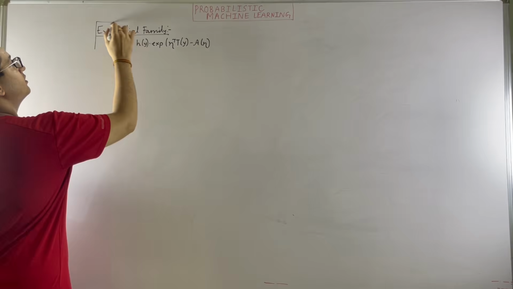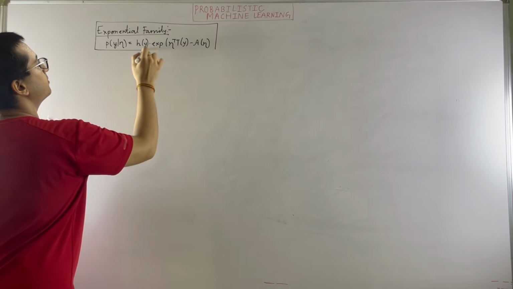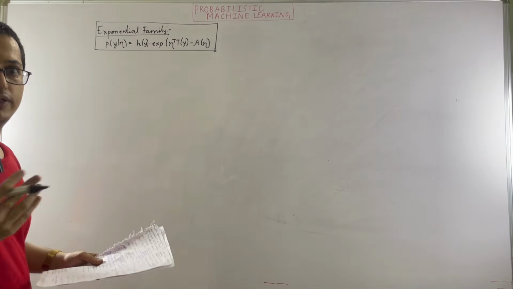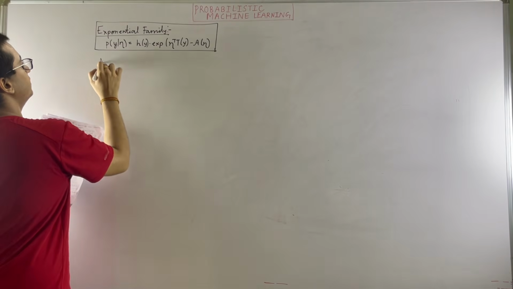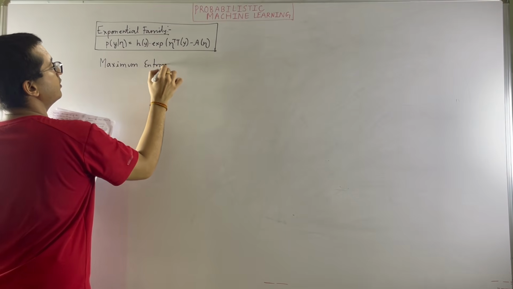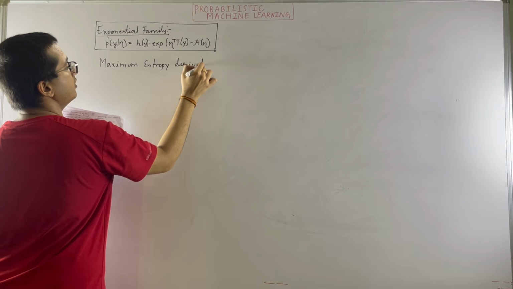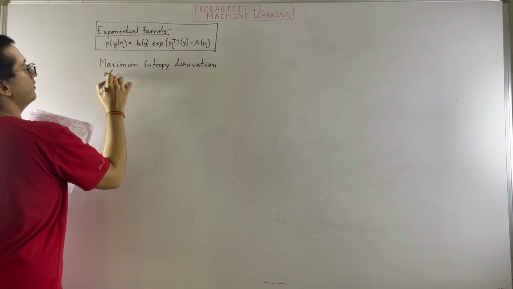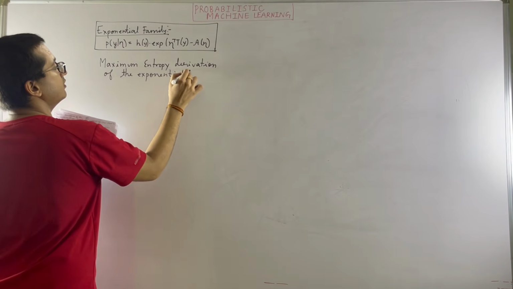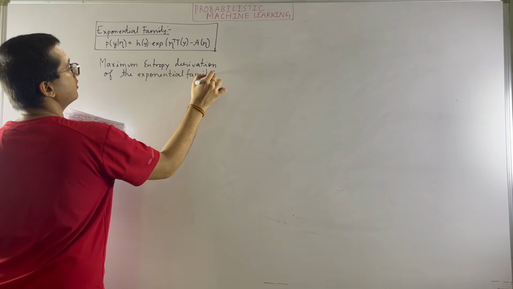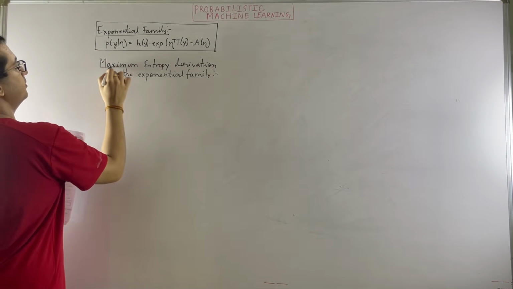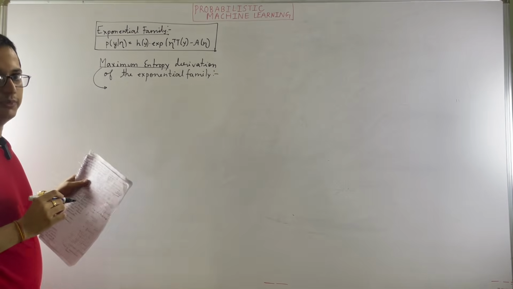Let's keep this for reference. Now what we prove is the maximum entropy derivation of the exponential family. Okay. And first of all, what does this term maximum entropy mean? I'm writing that down.